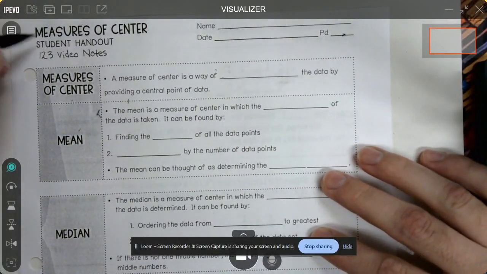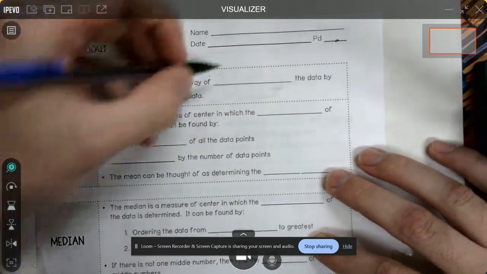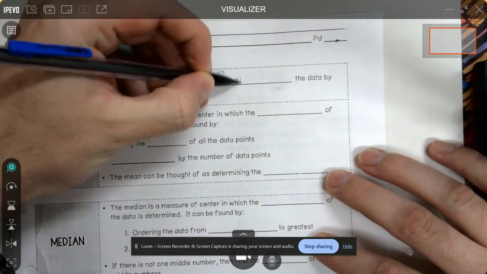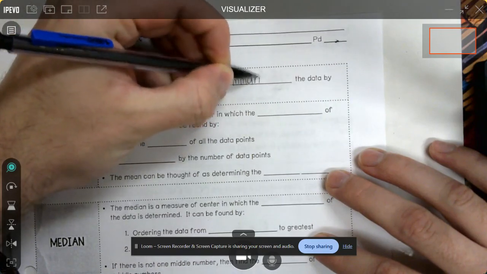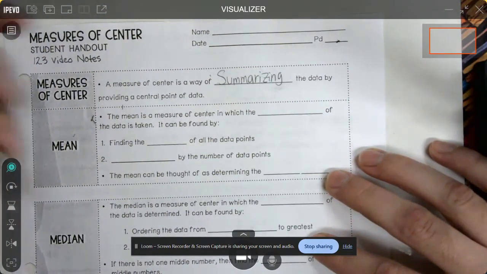Let's begin. We're going to be reviewing measures of center. So, some vocab. A measure of center is a way of summarizing the data by providing a central point of data. So, mean, median, mode, and range.